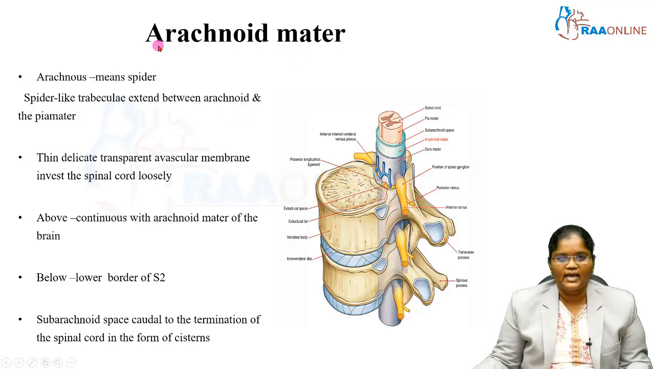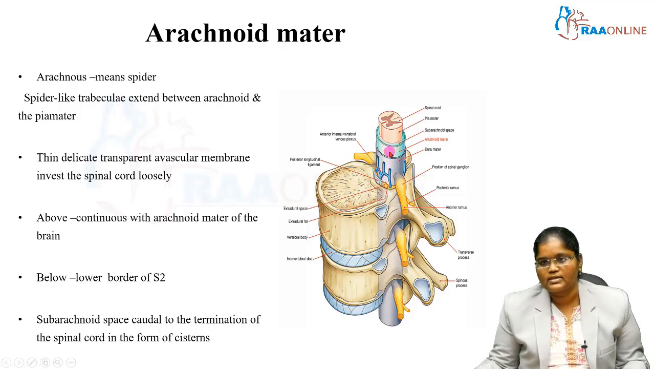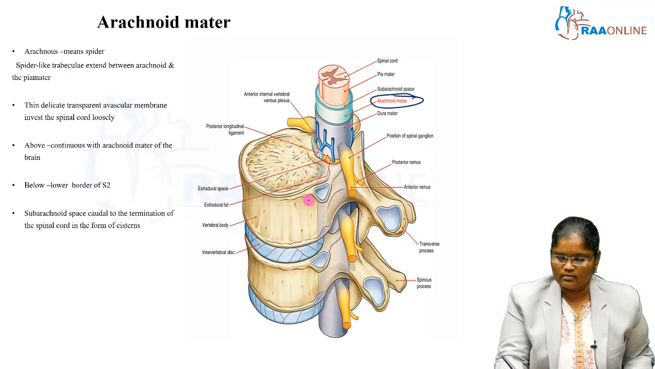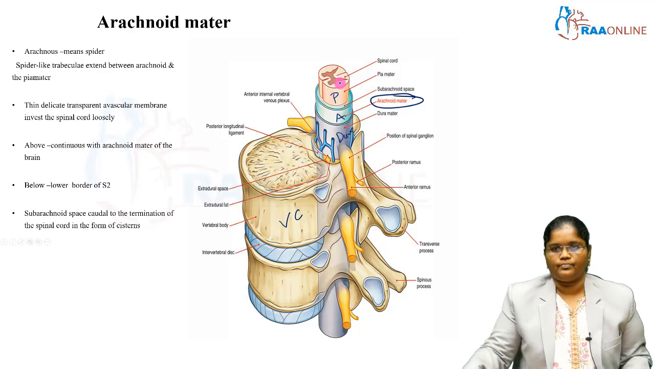Now let's go to the next layer of coverings, that is the arachnoid matter. In this diagram, it is represented in sky blue color. So this is the arachnoid matter, this is the vertebral column, this is DURAMATER, arachnoid, and innermost pia mater.